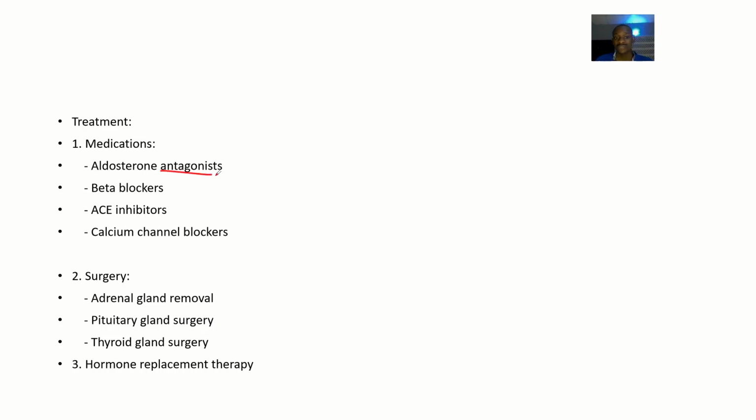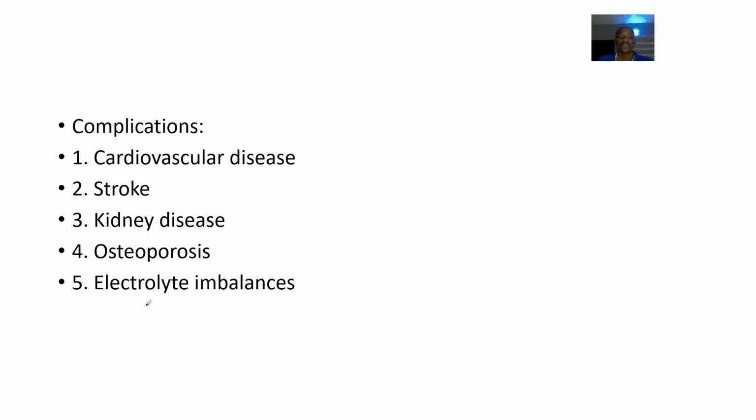Treatment is basically medications like aldosterone antagonists. Okay, that's if it is aldosterone that is elevated, beta blockers, angiotensin converting enzyme inhibitors, calcium channel blockers, all of this. Then you could also do some surgical interventions like adrenal gland removal, pituitary gland removal, thyroid gland removal, that's thyroidectomy, right? Then hormone replacement therapy can also help.